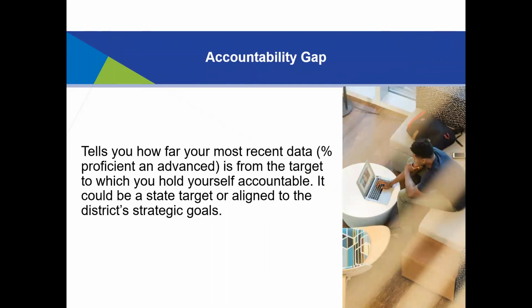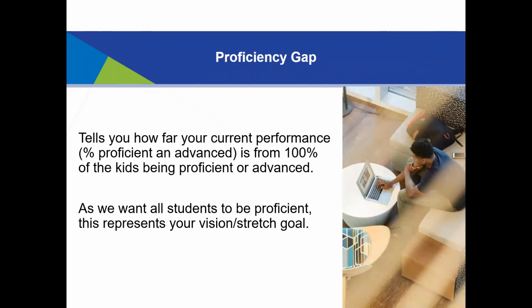It could be a state target or it could be aligned to the district strategic goals, but the concept is, what is that target and what is that distance from where you are to that target? Perhaps the one we're most familiar with is the proficiency gap. It tells us how far your current performance is from 100% of the kids becoming proficient or advanced. As we want all students to be proficient, this represents your vision or stretch goal.